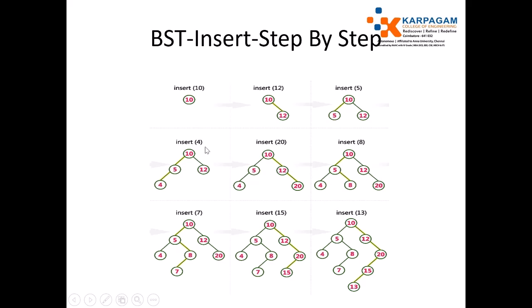Then you are trying to insert 4. You always start from the root, no? Compare with the 10. 4 is less than 10. So go left and compare with 5. 4 is less than 5. So attach at the left side. So the resultant tree will be like this.